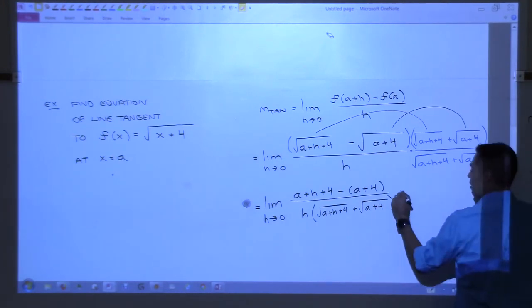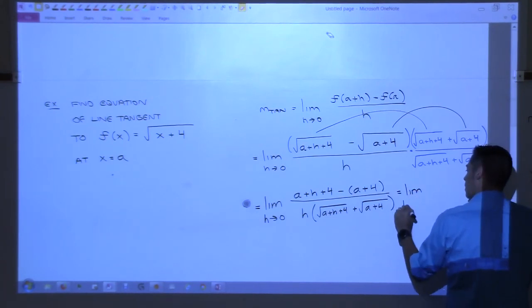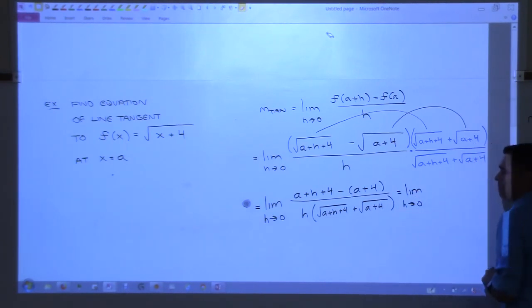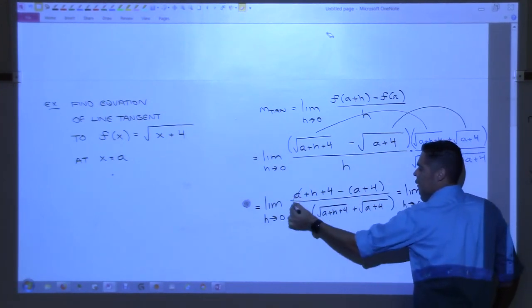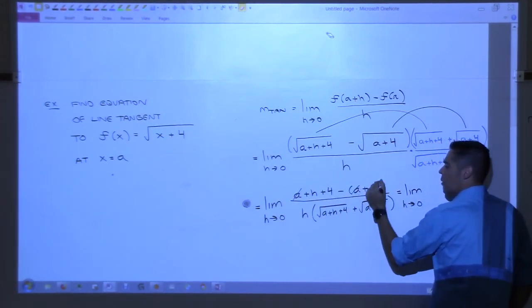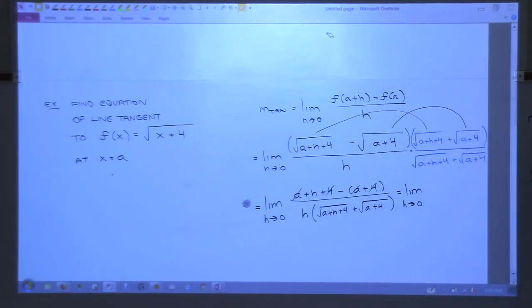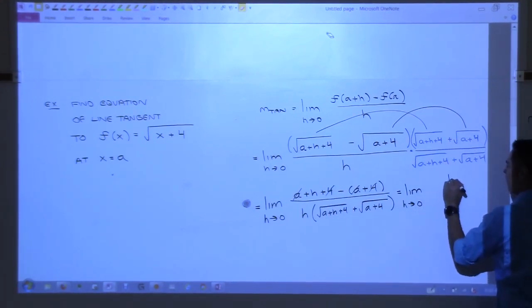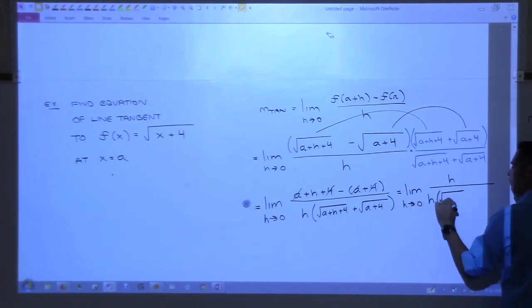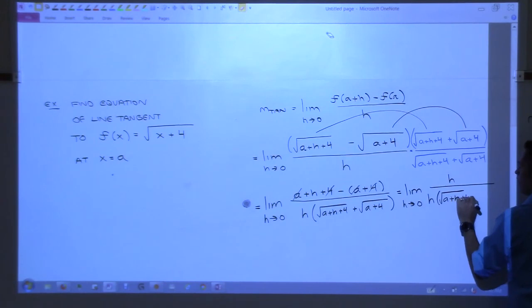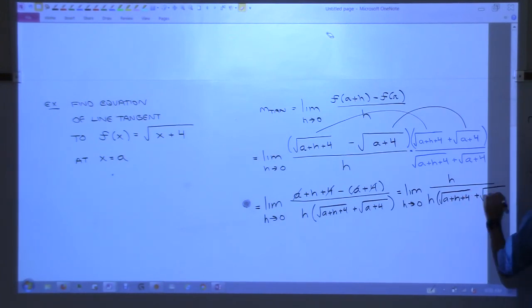Now, on the top, you are going to get some good things to happen, right? This A and then minus A is going to cancel. And then this 4 minus 4. So all you're left with on top is H. And that's great. H over H, and then that conjugate. The H's cancel, which will leave us with a 1 on top, right?